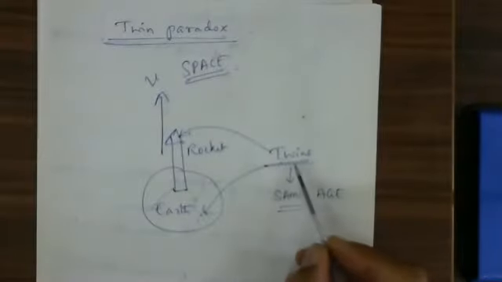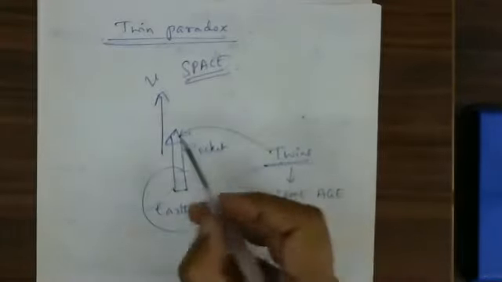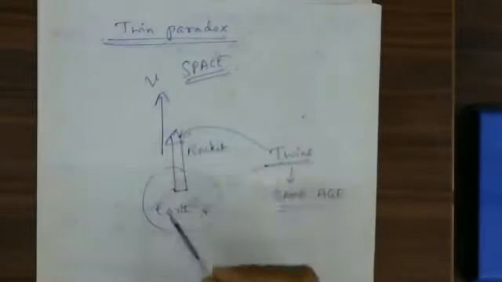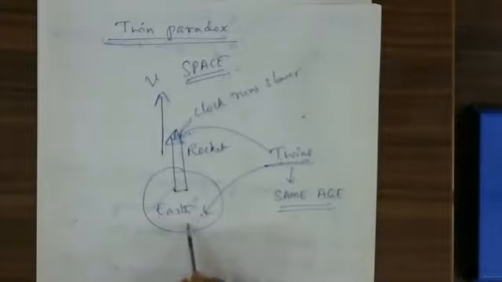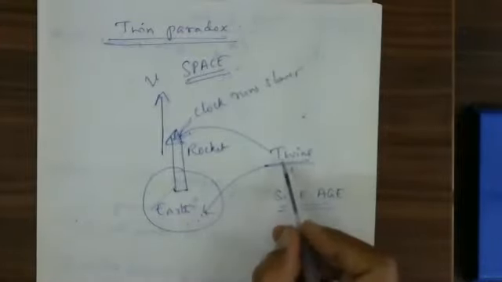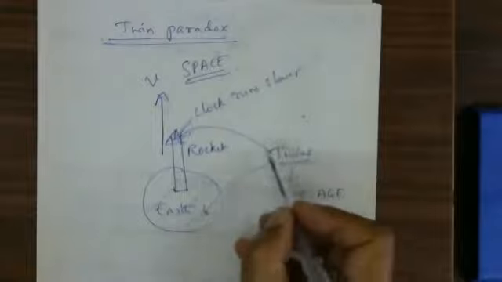So if you are keeping two clocks, one clock in the moving rocket and another clock on the Earth, which clock is slower? The clock which is present in the rocket, which is moving with a high velocity, runs slower. Whereas here, the clock runs faster. Due to that, let us consider the two twins are kept here, one on the Earth, another one in the rocket.